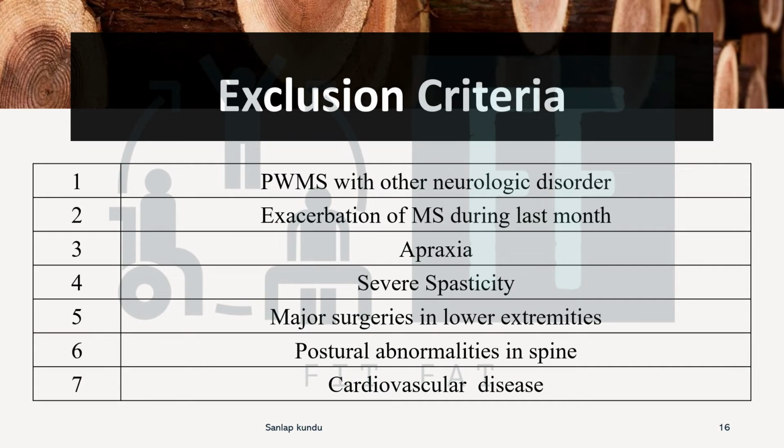Now for exclusion criteria, people with multiple sclerosis who have another neurological disorder will be excluded. Exacerbation of multiple sclerosis during the last month will also be excluded. Patients with apraxia, severe spasticity, major surgeries in the lower extremities, postural abnormalities in the spine, and any other cardiovascular disease are also excluded from the study. This exclusion criteria is very much needed to keep the focus on the inclusion criteria, the included patients, and for the main aim and purpose of the study to be fulfilled.